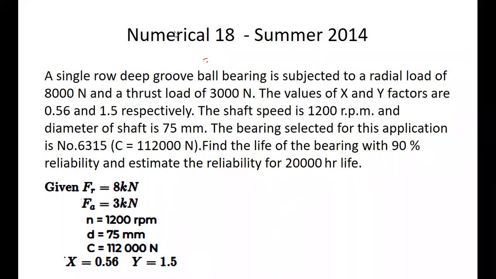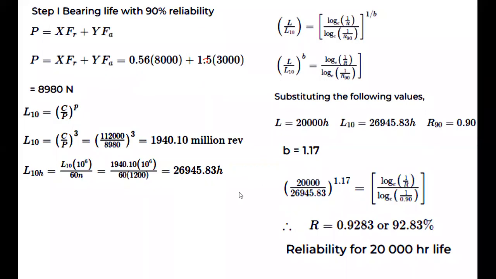Let's start. How should we proceed? We have to first find out PE. Why? FR is given, FA is given, X is given, Y is given. So obviously that is a hint: you should find out equivalent dynamic load first. So let us do it. XVFR plus YFA into S or K. S or K, nothing is mentioned, so we will assume 1. V, nothing is mentioned, inner race rotates, so we will assume V as 1. X is given in the numerical as 0.56. Your radial load is 8,000. Y is given. FA is given. Simplify, you will get the answer as 8980.